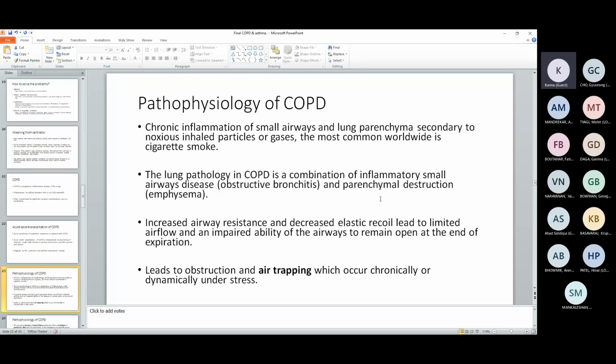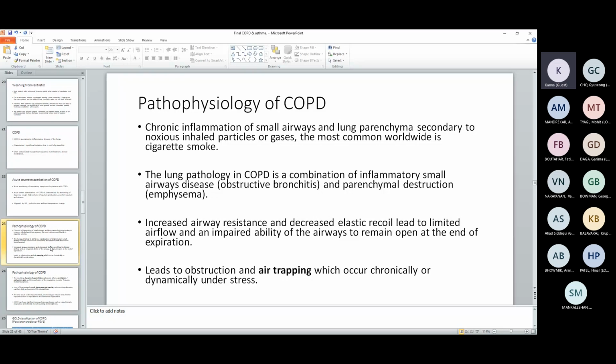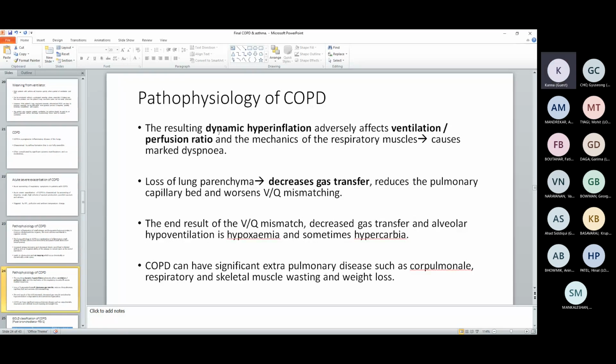That will impair the ability of the airways to remain open at the end of expiration. So again, the same as asthma, this will lead to air trapping. That can occur chronically, or sometimes in acute stressful situations, dynamic air trapping will occur. The dynamic hyperinflation again affects the ventilation perfusion ratio. The mechanics of the respiratory muscles are also affected, so that will cause marked dyspnea.